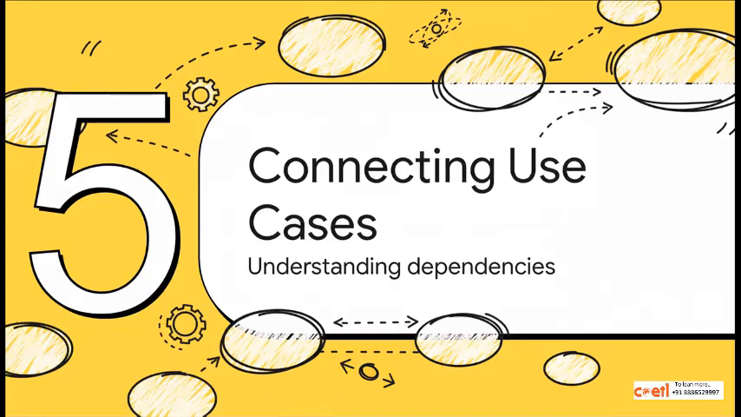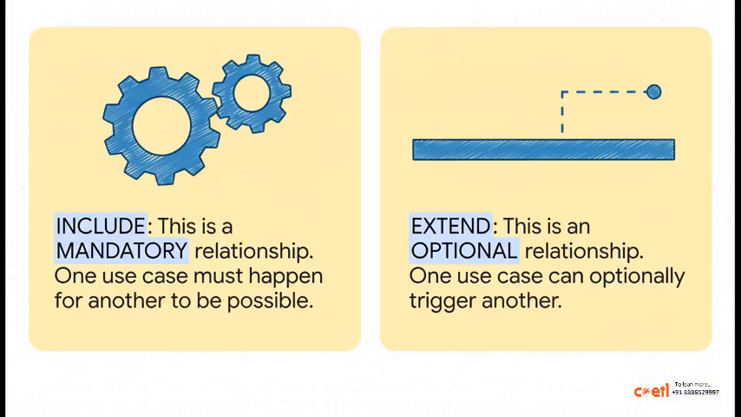Now, it's not just actors and use cases that connect. Sometimes the use cases themselves have relationships with each other. And this is so important because it helps us find these critical dependencies in the system before a single line of code gets written. There are 2 main relationships you got to know: include and extend. Just think of it this way. Include is mandatory. You must do this thing before you can do that thing. Extend is optional. It's something extra you can do, but you don't have to.